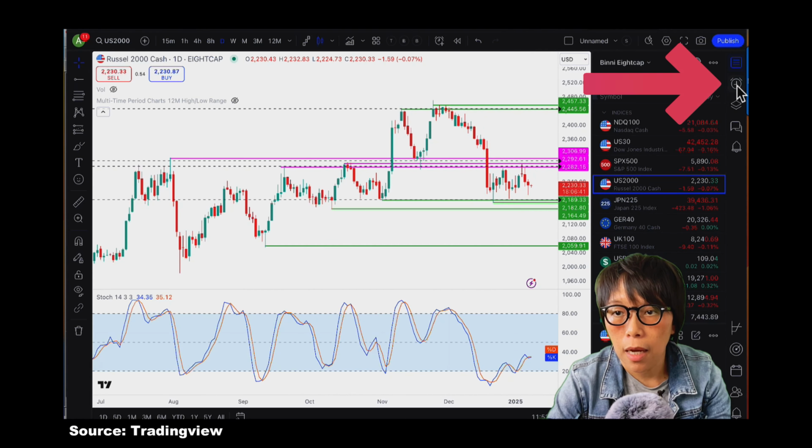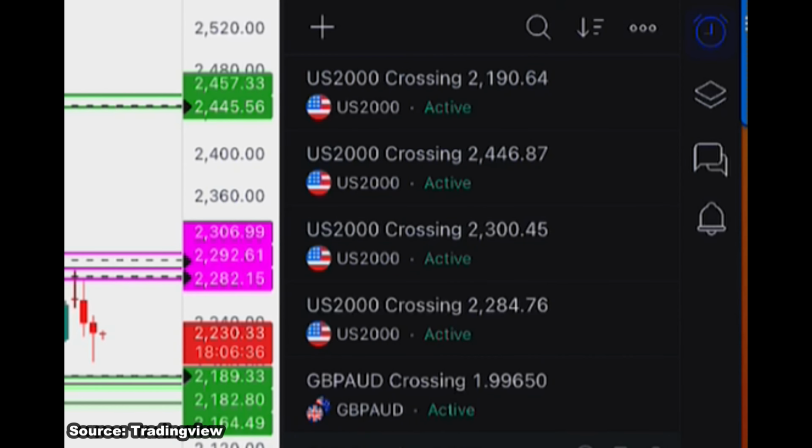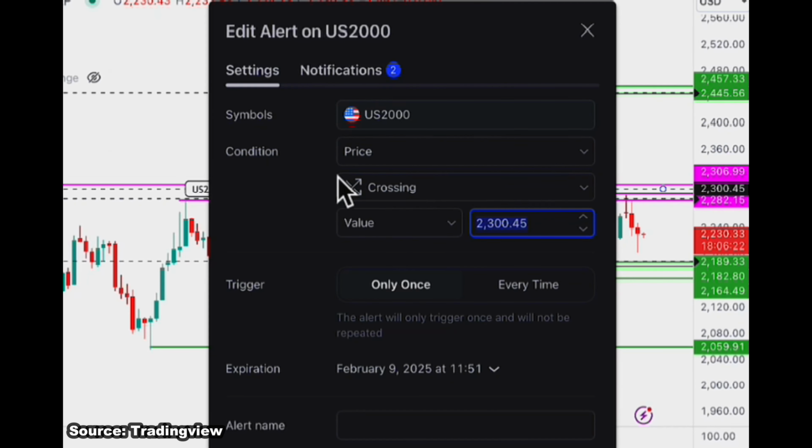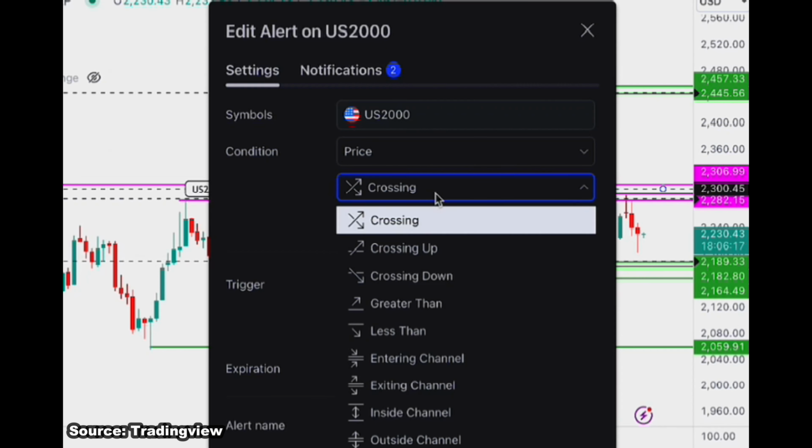Now moving to the right side, where you see this clock icon here, that's where all your alerts are. Okay, so I've set some alerts at 2,300. I'm just going to modify this alert a little bit. You can see this edit button here, which looks like a wrench, click that and you will be able to change the alerts. So for example, you can say, okay, I want it to cross up, meaning cross up 2,300, then you will come out with the alert. Or I want it to cross down. So depending on your objective, you can choose what type of alert you want to happen.